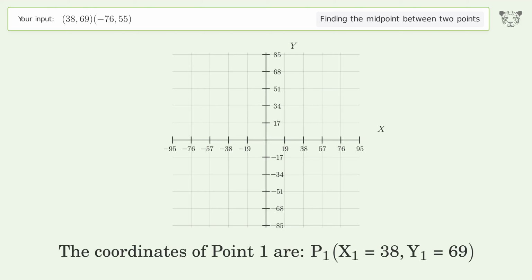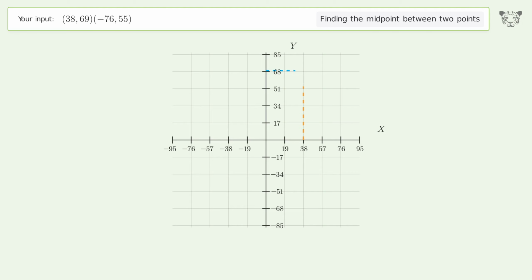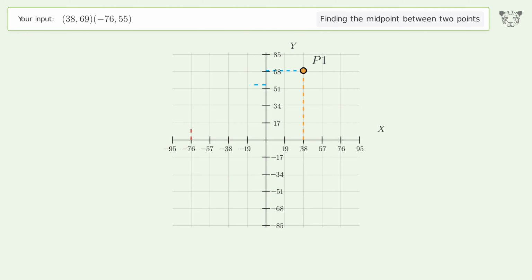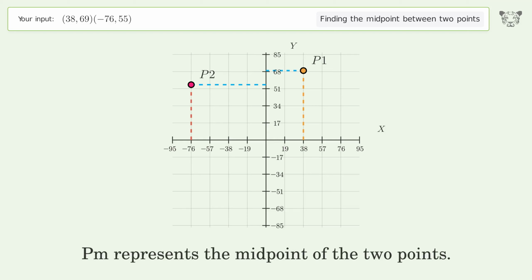The coordinates of point 1 are, x1 equals 38, y1 equals 69. The coordinates of point 2 are, x2 equals negative 76, y2 equals 55. PM represents the midpoint of the 2 points.